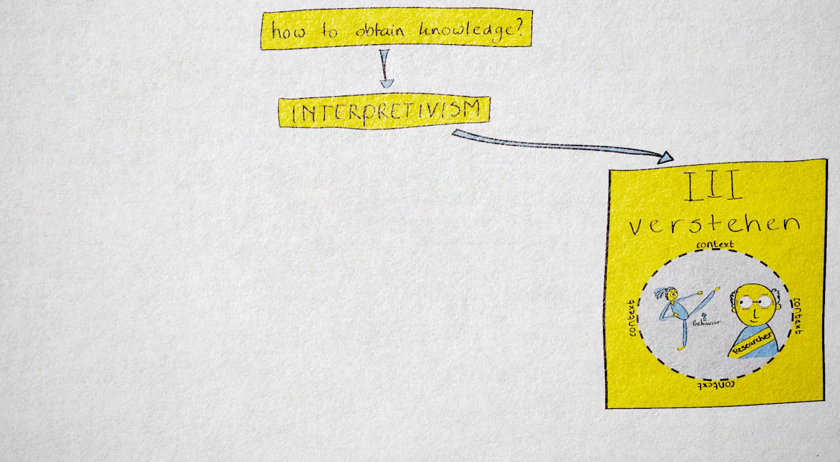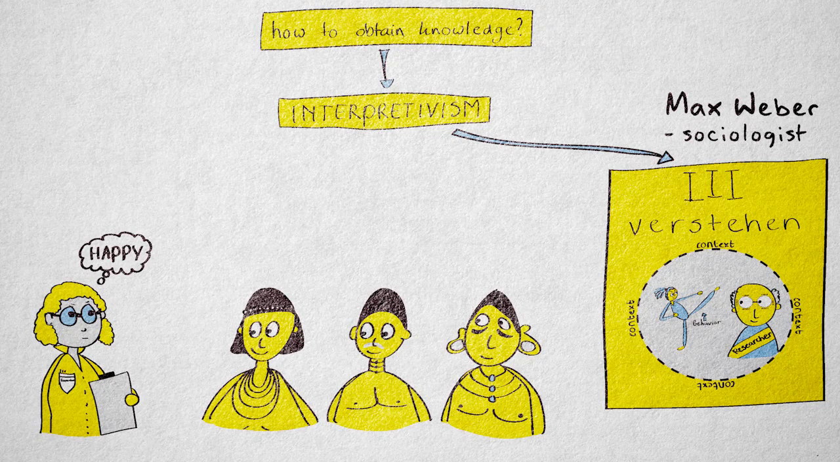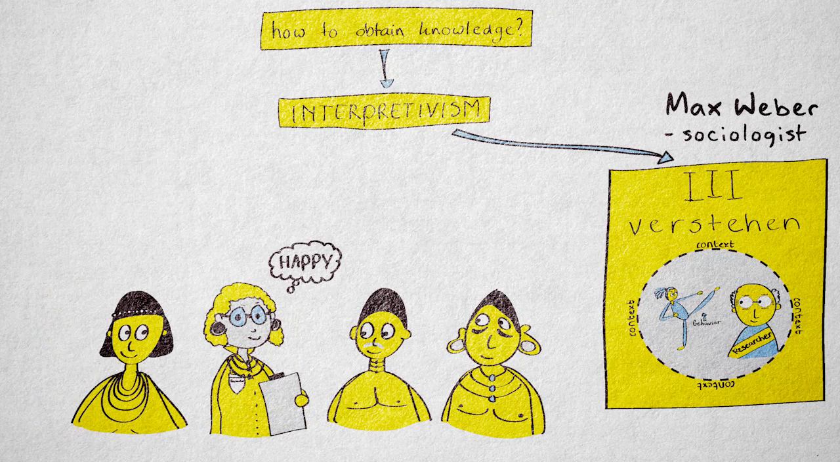Verstehen is the third interpretivist view. It has close ties with hermeneutics and phenomenology. Verstehen is mainly associated with sociologist Max Weber. Verstehen refers to the empathic understanding of social phenomena. Researchers need to assume the perspective of the research subjects to interpret how they see the world. Only then can a researcher try to explain their actions.